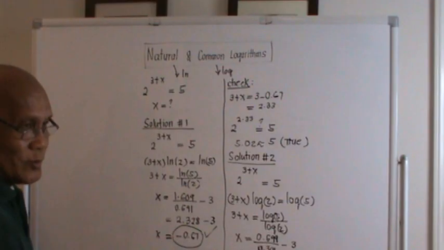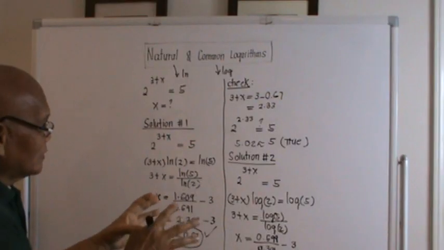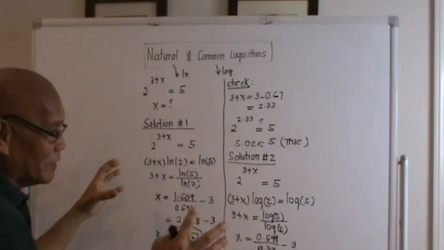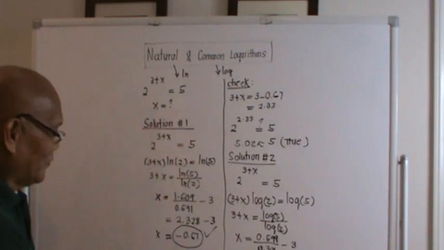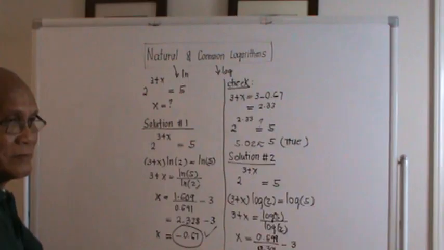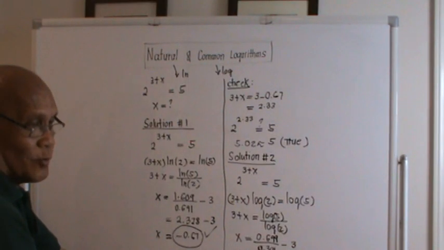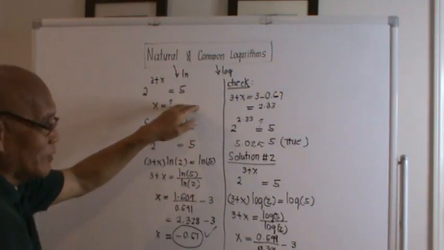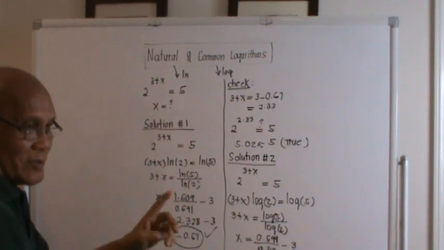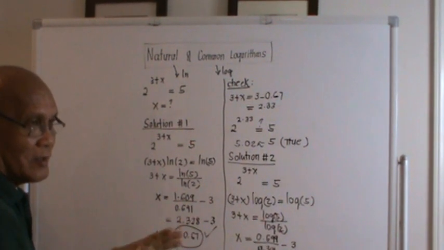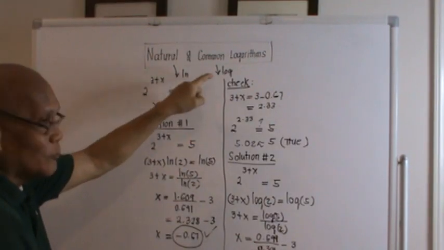The other solution of this one is actually by using the laws of exponent, but I don't think the laws of exponent will be applied here so easily, because the value of x is not exact. It is a decimal number, negative 0.67. The laws of exponent will only be good for this problem if the value of x comes out exact. But since the value of x is not exact, the proper solution is by using natural and common logarithms.